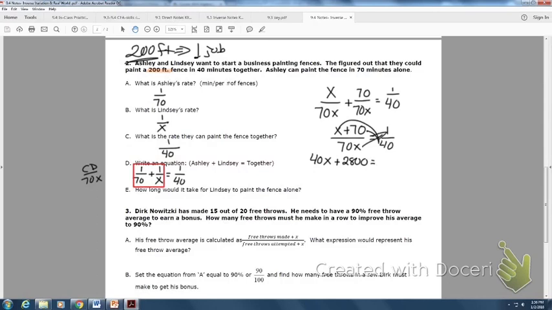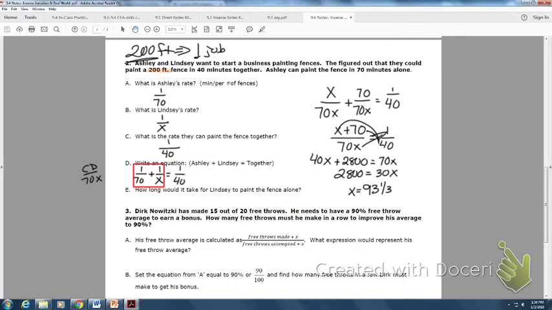Equals 70 times x, or 70x times 1 is 70x. Now after that I can subtract the 40x. So 70 minus 40 is going to give me 30x. And then whenever I divide 2800 divided by 30, that's going to give me 93 1/3 minutes.